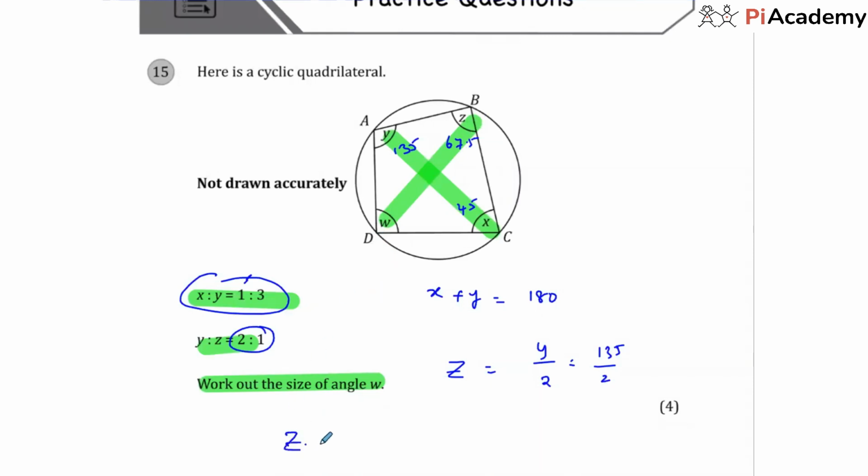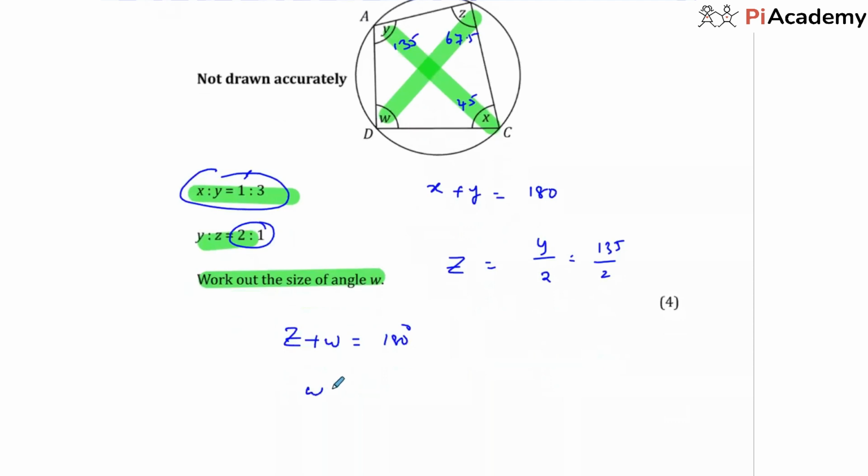Yes, z plus w is 180 degrees. So I also got 112.5. Yes, w is 180 minus 67.5, which is 112.5 degrees. Make sense? You should understand the property here in the cyclic quadrilateral.